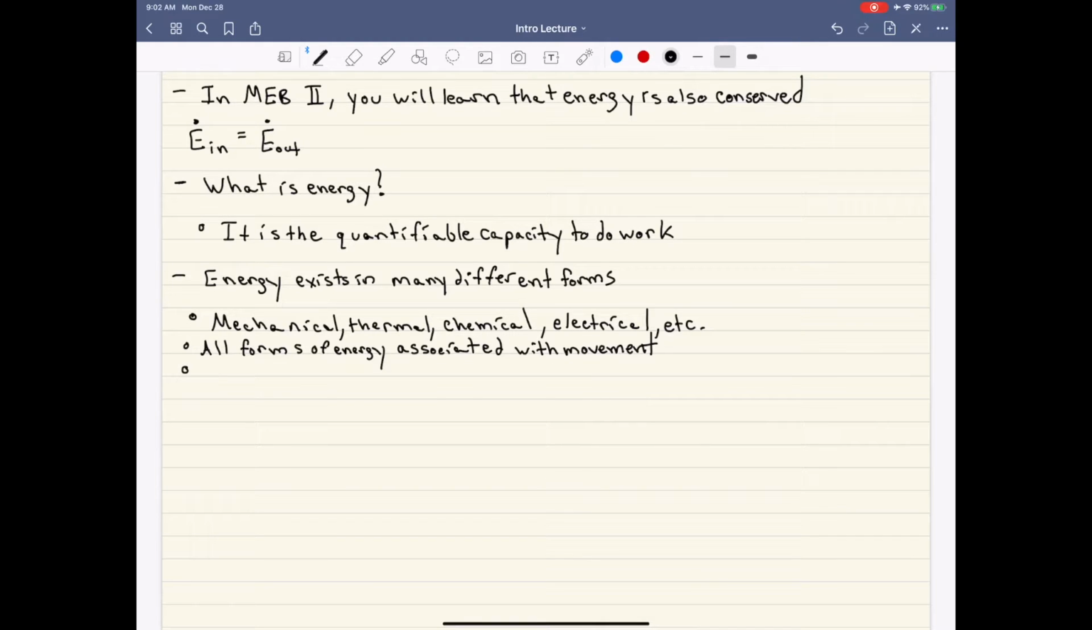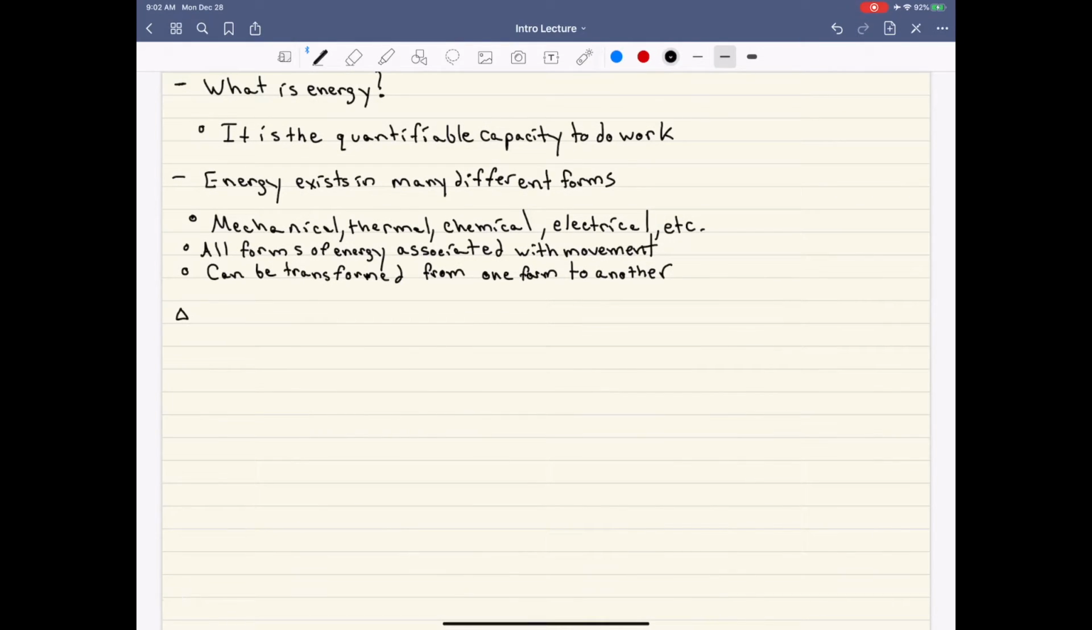And one of the most interesting things about energy is that it can transform from one form to another. One example of this, drawing back on your MAB 1 experience, is let's say you have some sort of combustion reaction going on. You're reacting, let's say, methane with oxygen to form carbon dioxide and water.